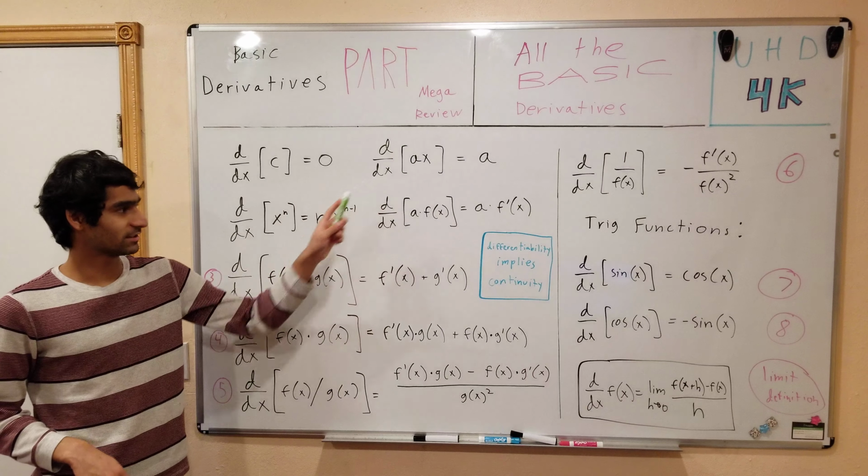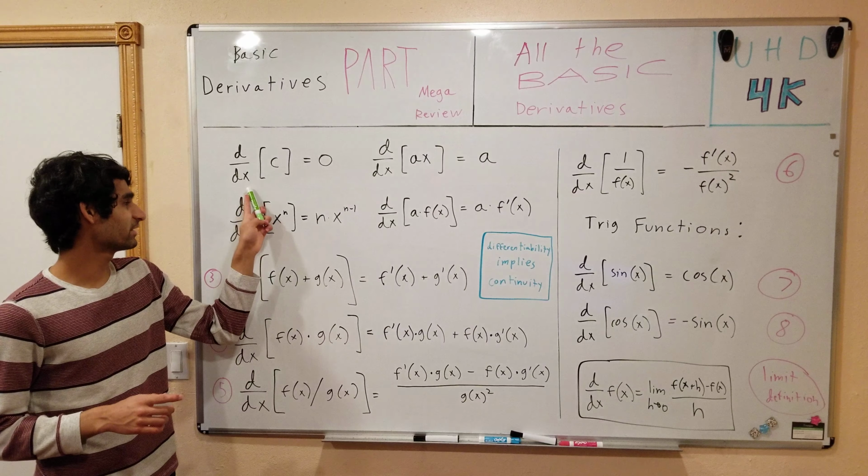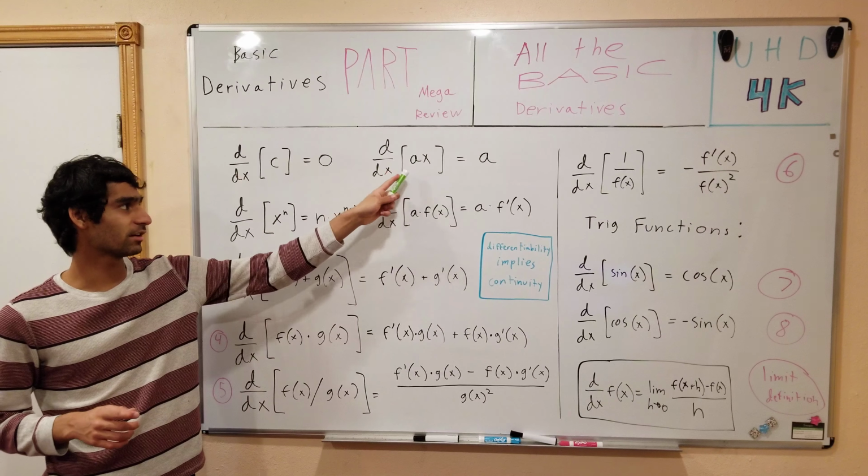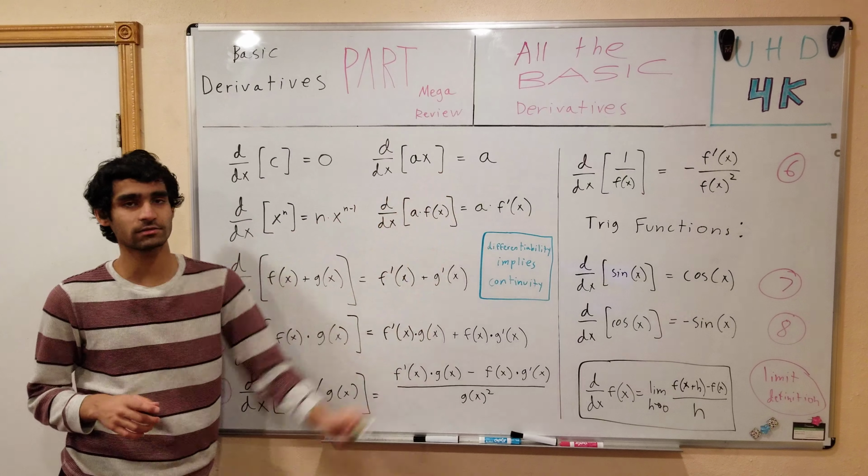Up first are the simplest derivatives. The derivative with respect to x of a constant c is just 0, and the derivative with respect to x of a constant a times x is just equal to a.